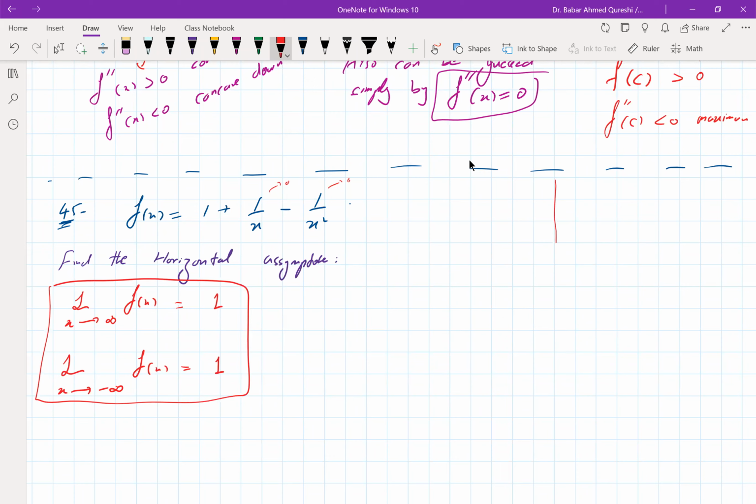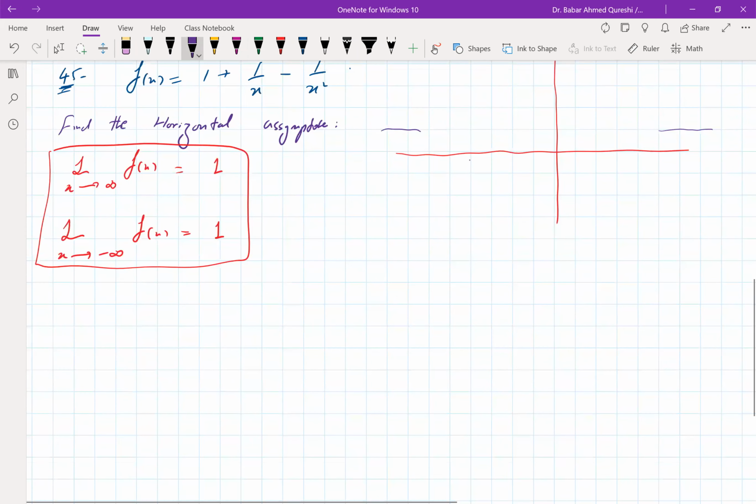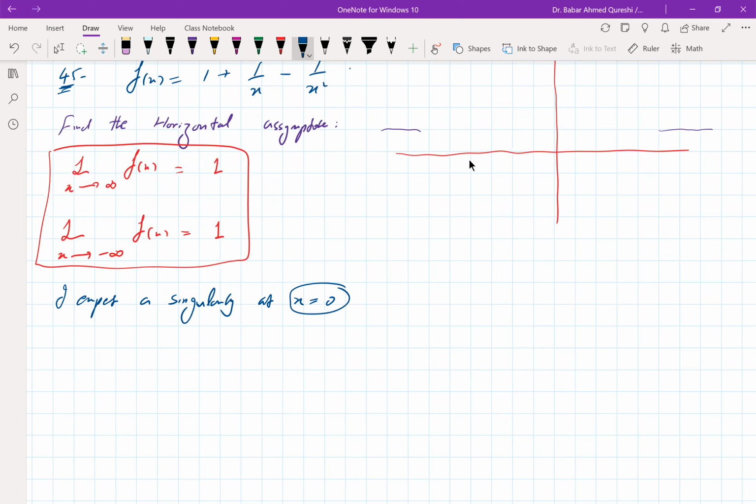Now we know that if I draw it, it's going to go to one here and go to one here and do something in between. Now I can see that I expect a singularity at x equal to zero. So it's going to blow up over here. Now I want to make sure that I resolve this singularity properly, so that I know that when I come close to zero, does it dip or does it blow up? And which way, if I come from the positive axis and when I come from the negative axis. So when you have a blowing singularity at a point, you should always check by coming from both sides.